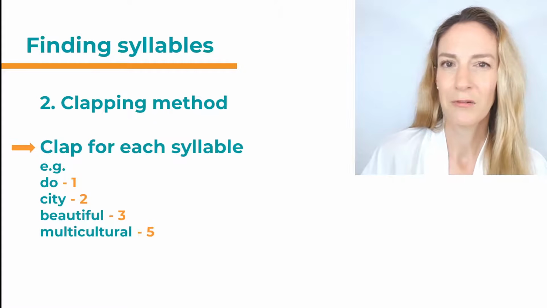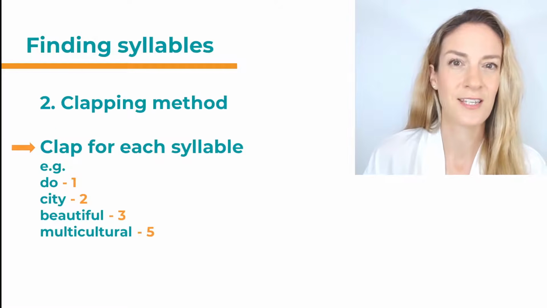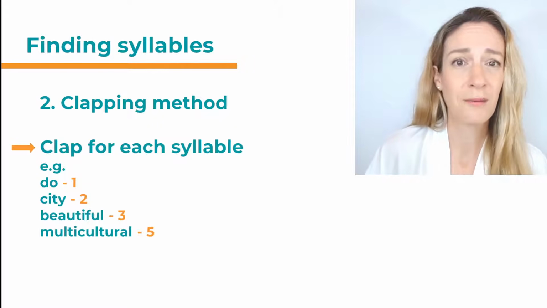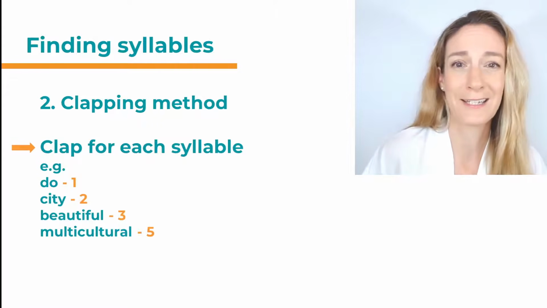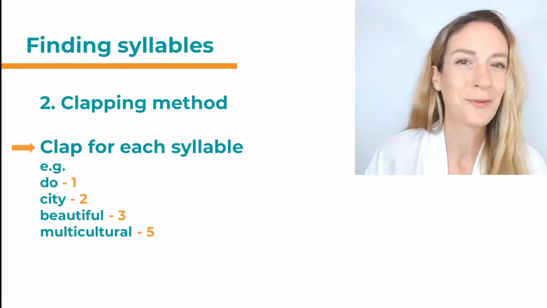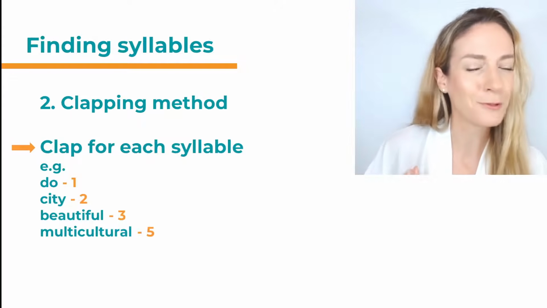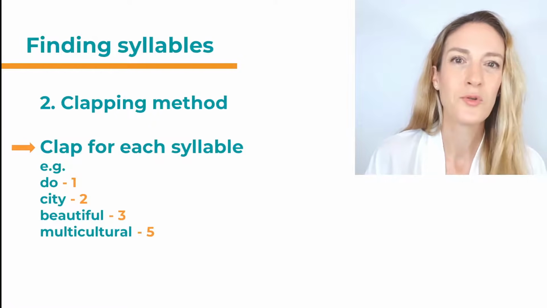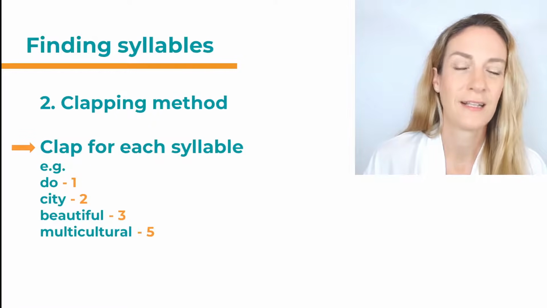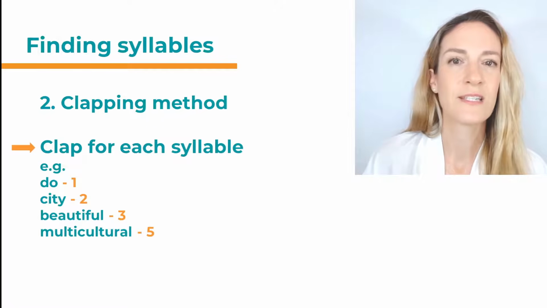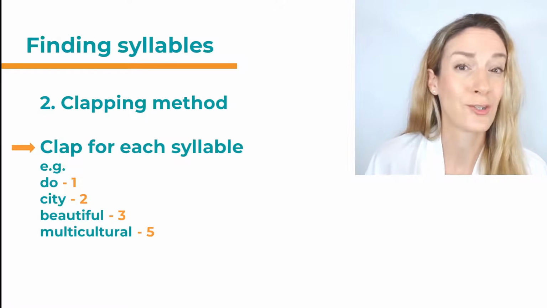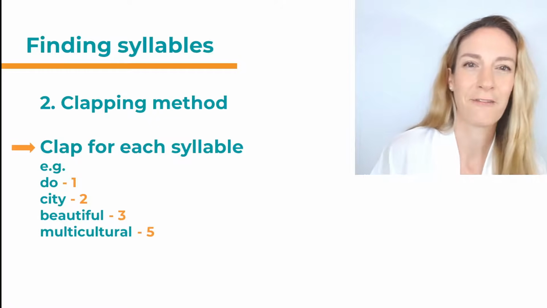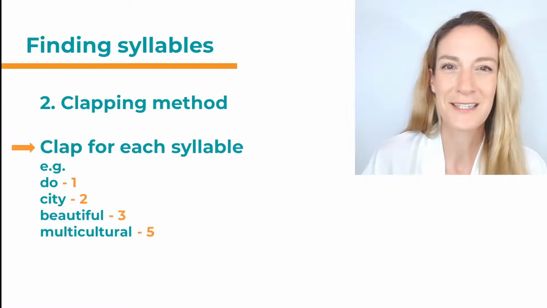Now you might think, okay, but could I not just say city? You could, but hopefully there is an inherent rhythm in you that wants to add a second clap. This method works very well for musical people who have natural rhythm. Let's do the next one. Beautiful. You have to say the words a little bit slower. Go back into school mode, okay? Into child mode. Beautiful. There we go. 3 syllables.